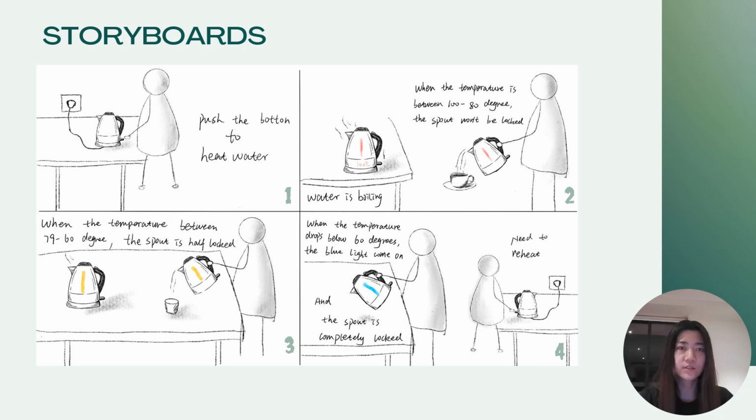So, can I draw your attention to the storyboards? The user presses the kettle switch to boil water. The water boils, and when the temperature is 100 to 80 degrees, the spout opens fully, and the user can pour the water. When the water temperature drops to 79 to 60 degrees, the spout is locked in half, and the water flow decreases. When the water temperature drops below 60 degrees, the spout is completely locked, and the user can't pour out the water and needs to reheat it.